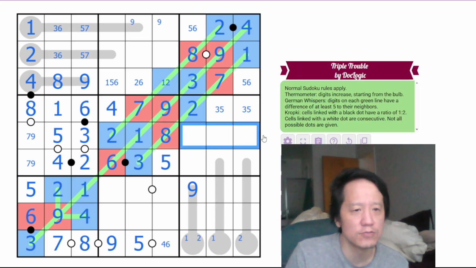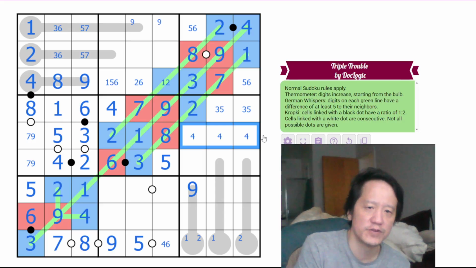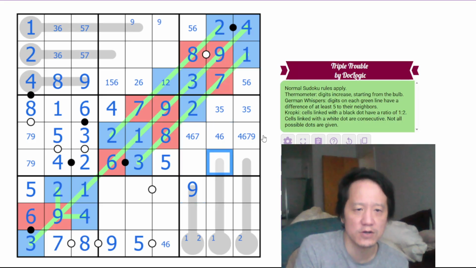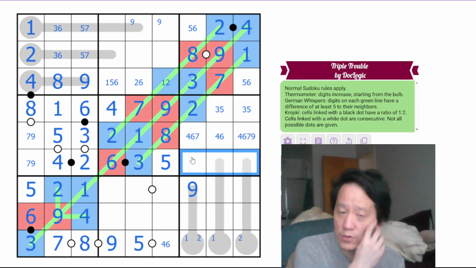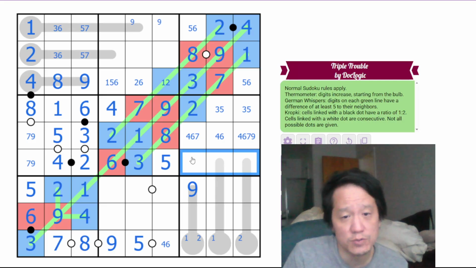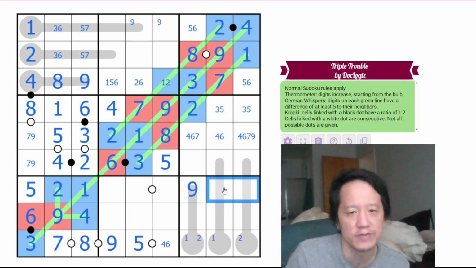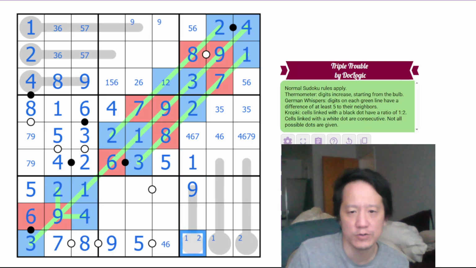Remaining digits in row 5 are 4, 6, 7, 9. This can't be 7 or 9, and this can't be 9 because of the 7, 9 in the columns. Where is the 1 in row 6? 1 cannot be either of these because this would be greater than 3 other digits. So these can't be 1, therefore this must be a 1 here. So this is 1, this can't be 1 or 2.